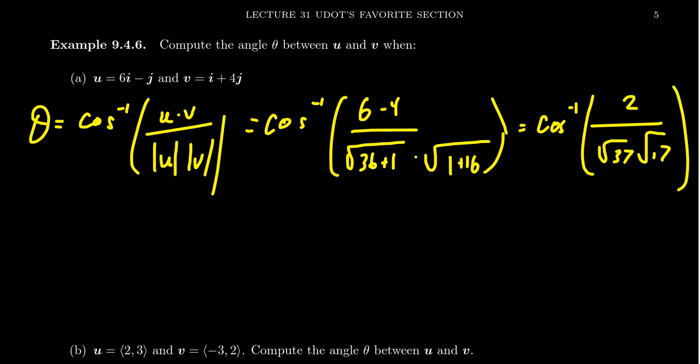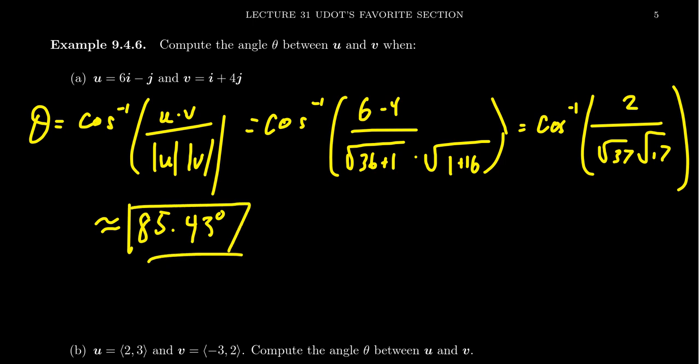So this gives you the exact form. Theta equals arc cosine of 2 over root 37 and root 17. Now put this in the calculator, and if it's in degree mode, you would get 85.43 degrees if we round to the nearest 1/100th of a degree. And so that gives you the angle between the two vectors. Very simple formula, and we just have to do arc cosine at the end.